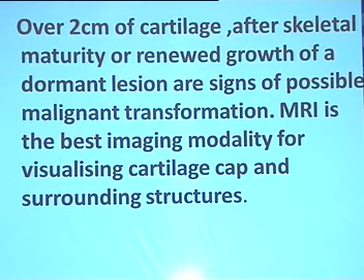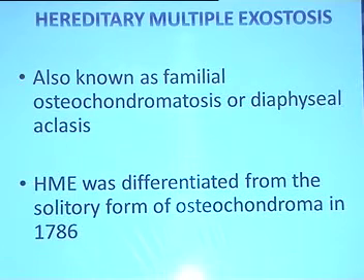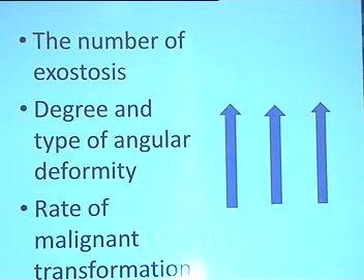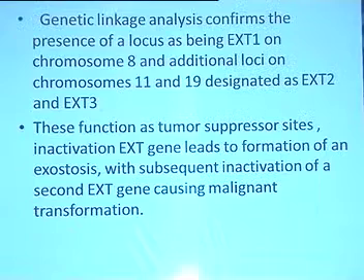MRI is the best imaging modality available for visualizing the cartilaginous cap and the surrounding soft tissues. Coming on to hereditary multiple exostosis, it is a familial osteochondromatosis, also known as diaphyseal aclasis. Hereditary multiple exostosis was differentiated from the solitary form of osteochondroma in 1786. It depends on the number of lesions, the degree of deformity and the rate of malignant transformation.